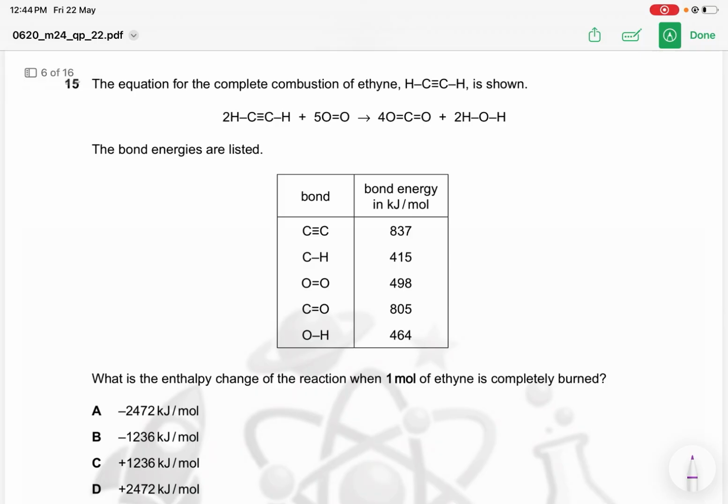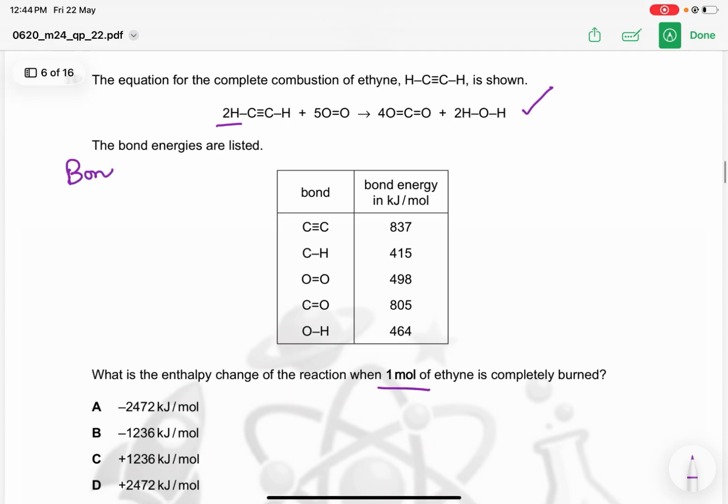Next, the equation for the complete combustion of ethyne is shown. They have provided us with the equation. They have also given us the bond energies. What is the enthalpy change of reaction when 1 mole of ethyne is completely burned? Here they have taken 2 moles of ethyne. We have to find the answer for 1 mole. So we'll first find bond breaking values.